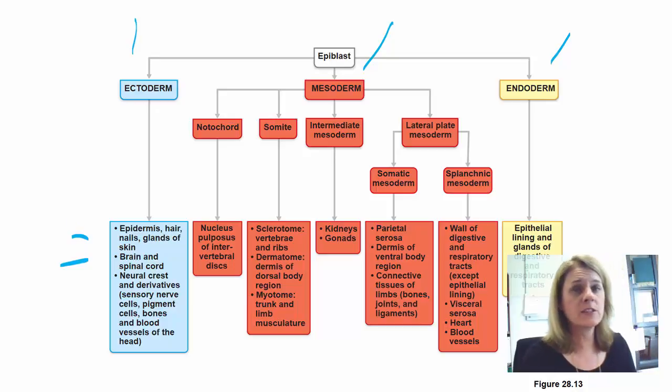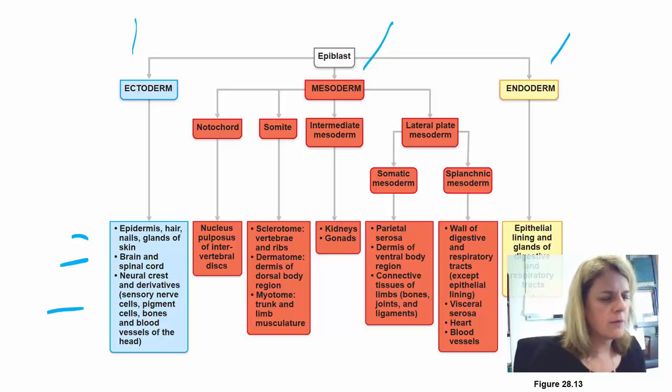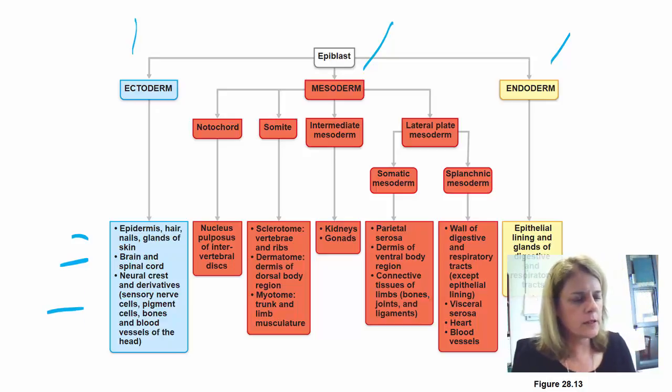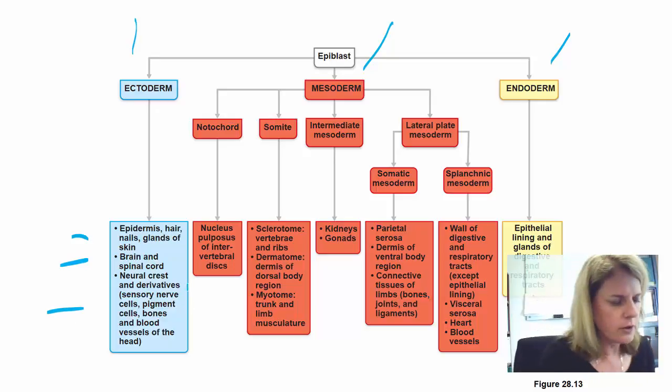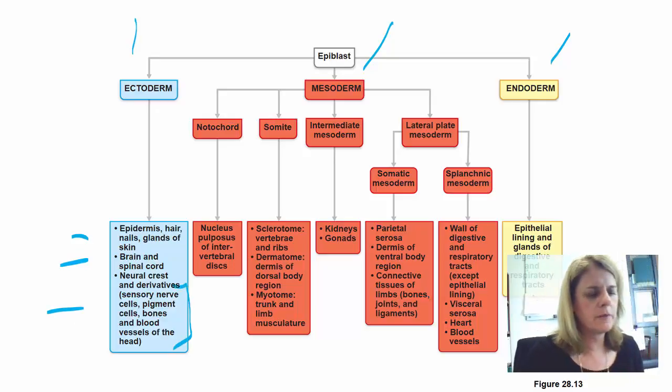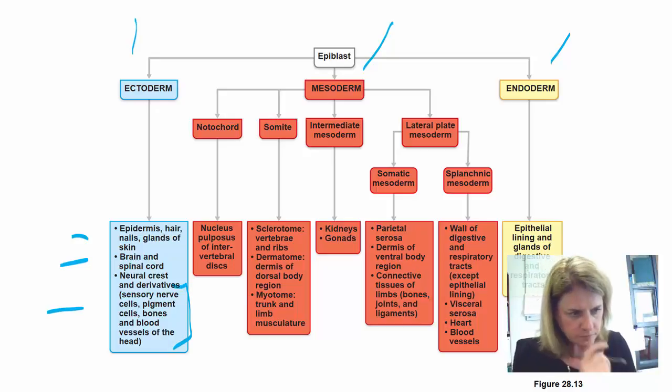It becomes the brain and spinal cord. Think about how superficial your brain and spinal cord are to the rest of your organs. Okay? You also get bone. You also get some of your sensory nerves and pigment cells and things like that.